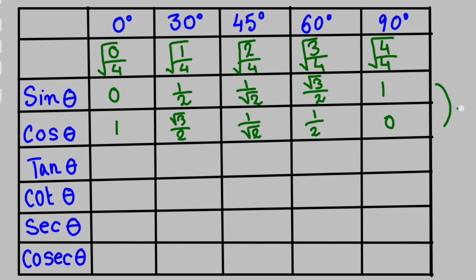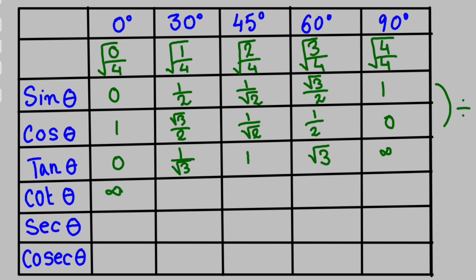And for tan theta, you need to divide. That means sine theta value divided by cos theta value, you will get tan theta. So in this way, you have to fill the table for tan theta. Once you make this table, it will be very easy to solve trigonometry with values. So when you get trigonometry with degrees like tan 45 degree or whatever, you can easily do it.